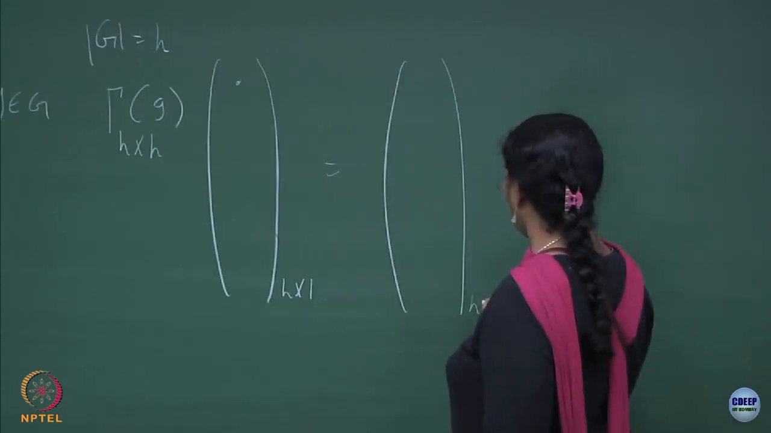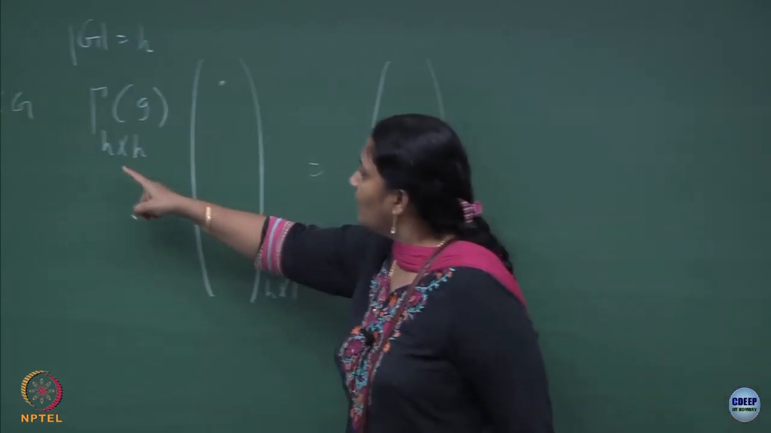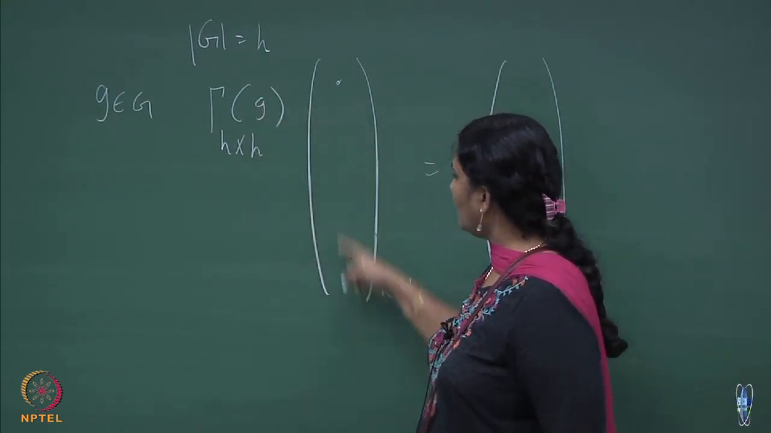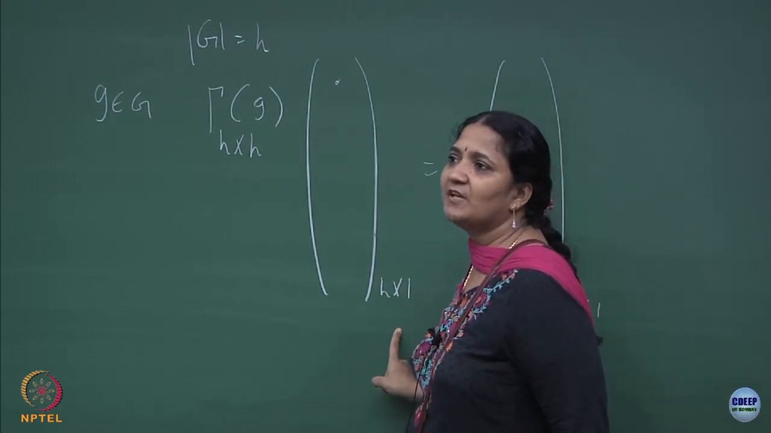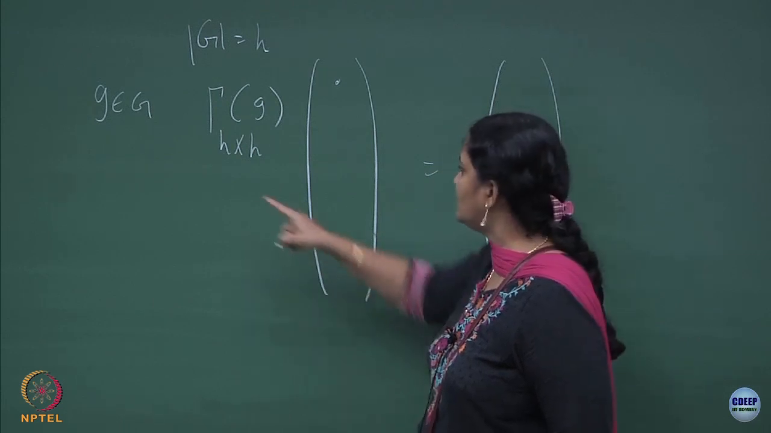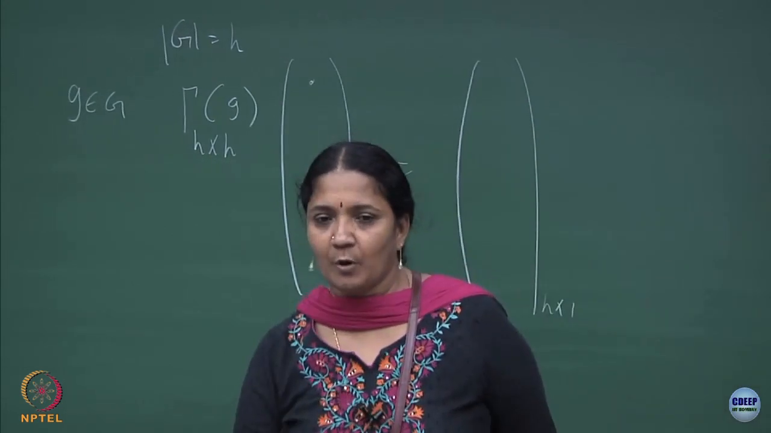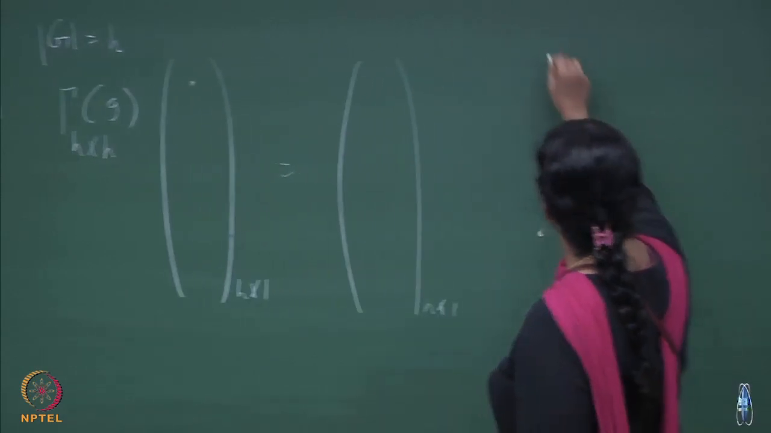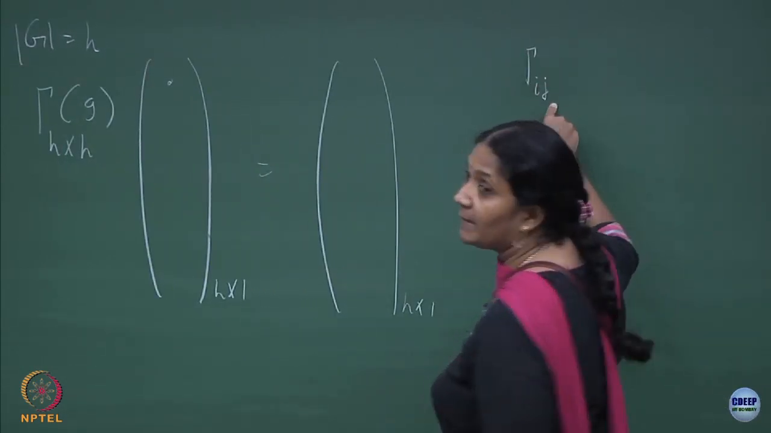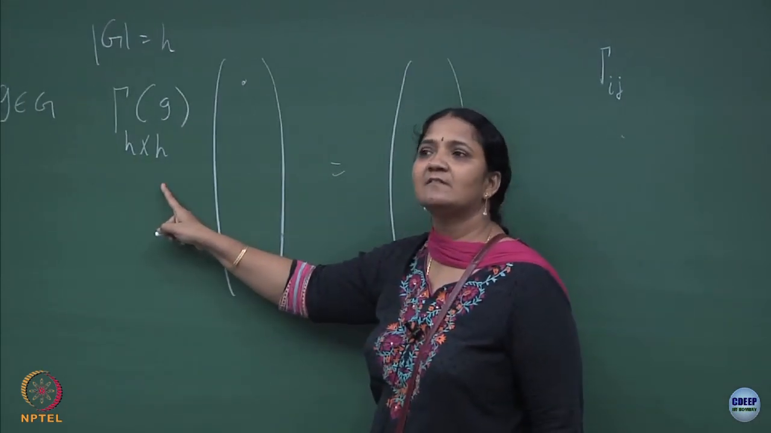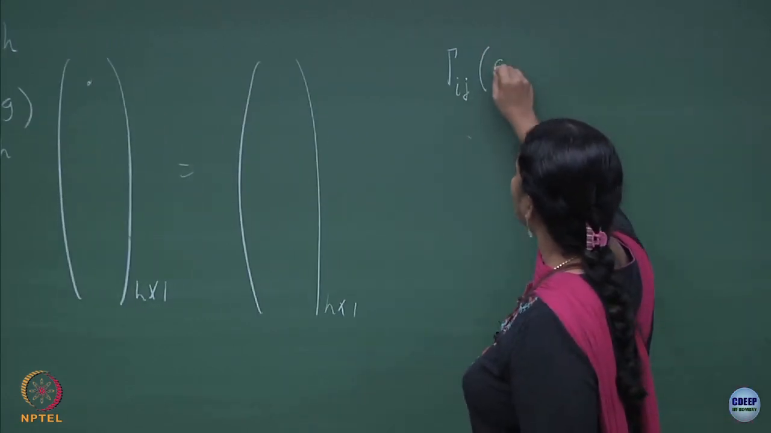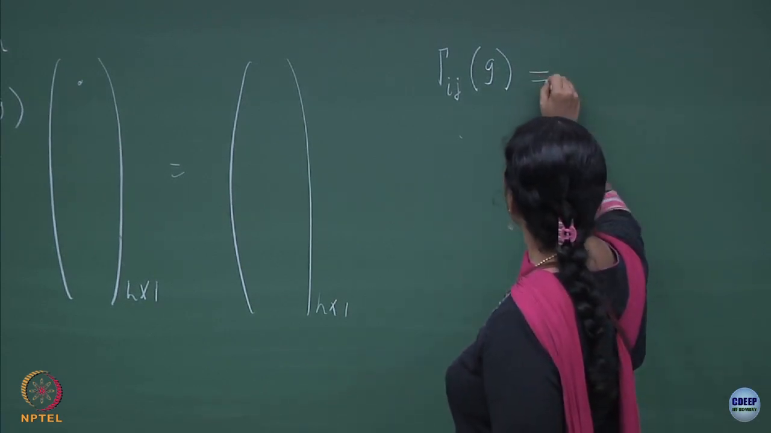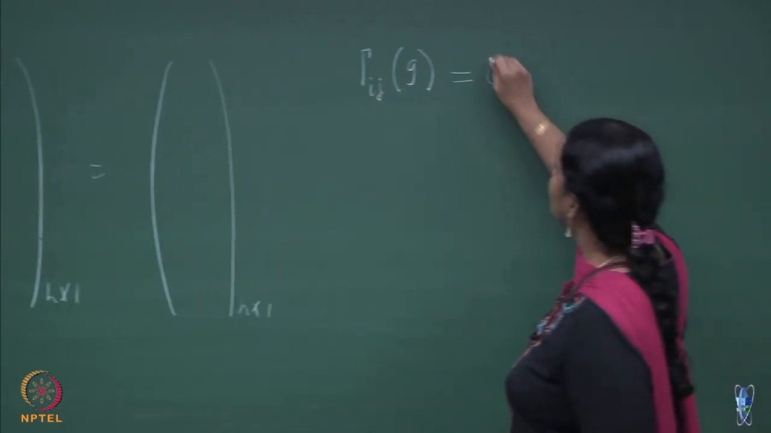So, that is the idea. So, this will also be H cross 1 and you will see that the matrix whose dimension is exactly the order of the group acts on a vector space which is also going to be H dimensional. Okay. So, these matrices with this additional property, how do I find the matrix elements? If I want to find the gamma ij element, because this will be an H cross H matrix, I want to find the ijth element for a particular element G.